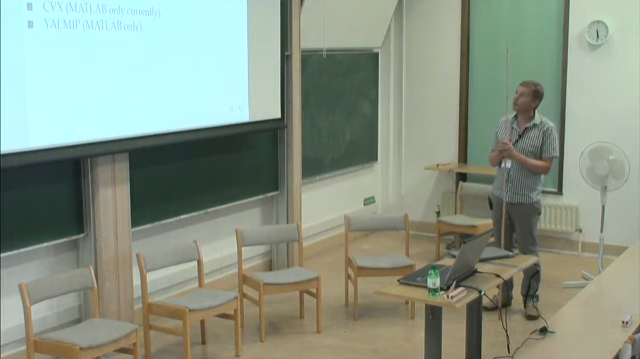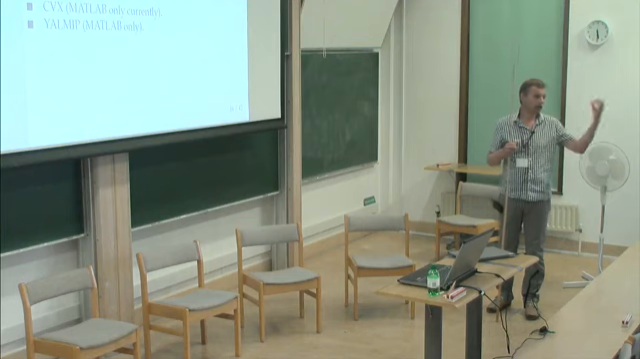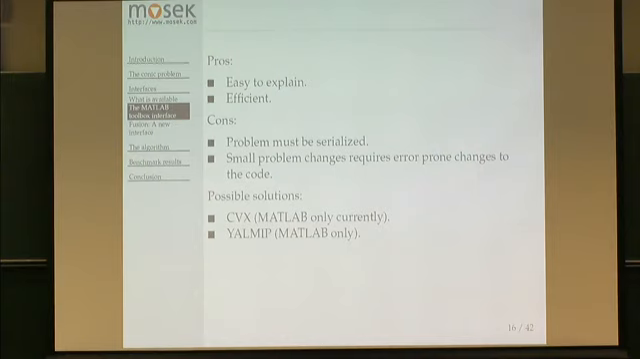Okay. So the advantage of this kind of interface is that it's easy to explain and quite efficient. The drawbacks are that when you're formulating a problem, you're thinking about constraints and variables, and you may have different variables. But here you have to serialize the problem. And if you suddenly, let's say, remove a constraint, then you have to re-index everything. So it's kind of nasty. And that's, I guess, why you use CVX or YALMIP, because they make all these things quite a bit easier. So even small problem changes require error-prone changes to the code.